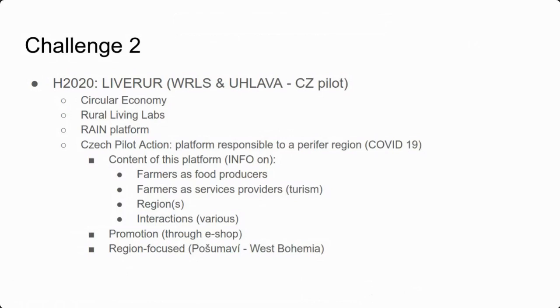So the Atlas of Regional Specialties and its e-commerce platform is a part of this project, and it is being developed here. On this platform you can find special kinds of information such as farmers as food producers, as well as farmers as service providers, for example in the field of tourism. Information about regions and specialties, and various types of interactions in these regions. The second part is promotion through an e-shop or e-commerce platform, which is now in the starting phase. The Atlas also consists of region-focused information about this special region, which is on the border of the Czech Republic and Germany, especially West Bohemia.